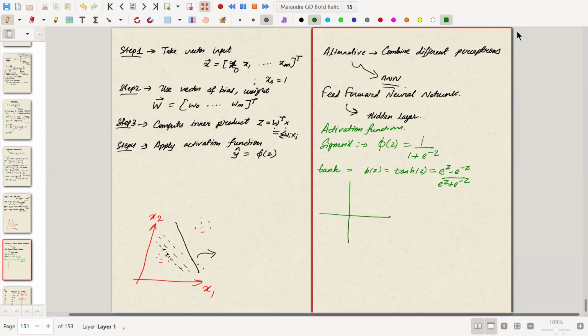Hyperbolic tan will look like an S-shaped function. This is tanh, your hyperbolic tan. Sigmoid will look like a sigmoid. I should have used a different color. So these are the hyperbolic tan and sigmoid activation functions.